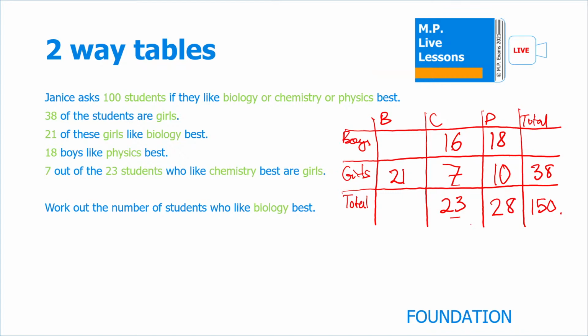Since there's 38 girls and the rest are boys, there would be, well, 112. This leaves it quite lopsided. So for some reason, there are 78 boys who like biology best. Therefore, overall, there's 99 who like biology best. So that's our answer there. And remember, you don't always need to fill in the whole table.